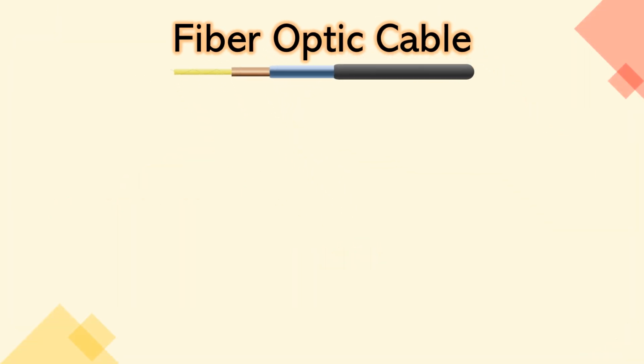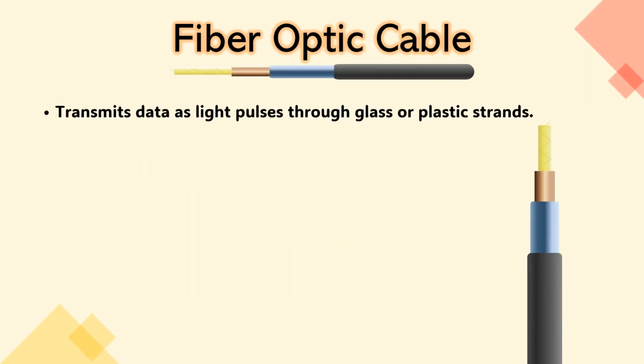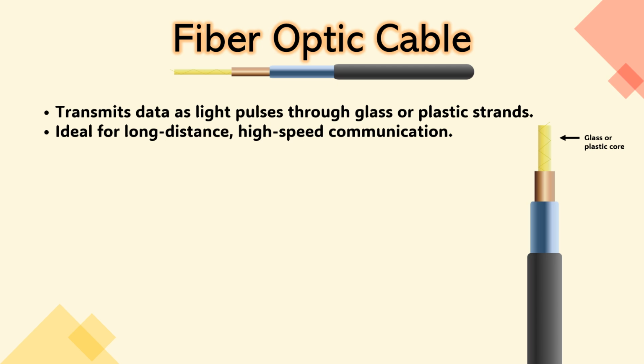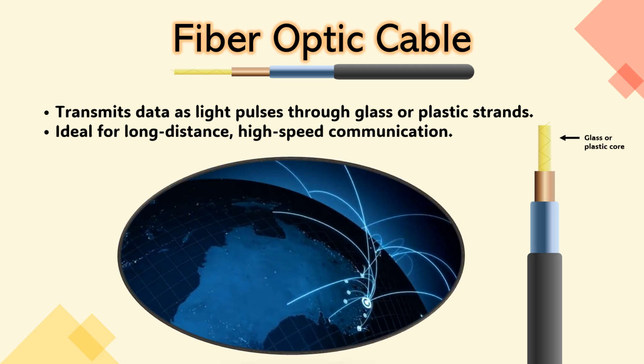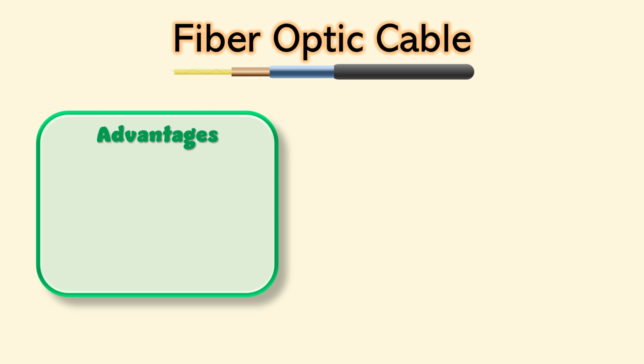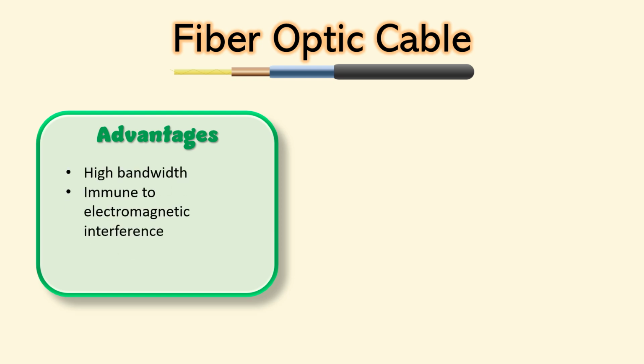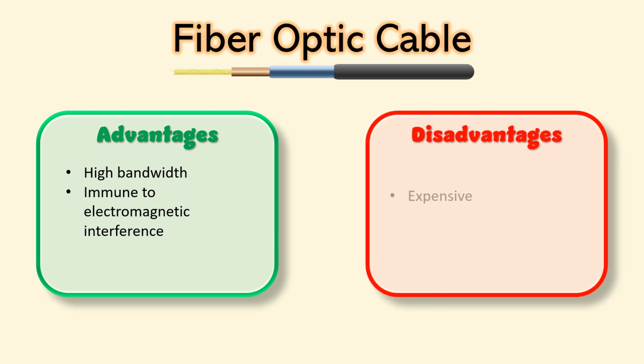Now, fiber optic cable is a high-performance medium that transmits data as light pulses through strands of glass or plastic. It's the best choice for long-distance, high-speed communication. Fiber optics offer incredible bandwidth and are immune to electromagnetic interference. The downside? They are more expensive and fragile, requiring specialized installation.